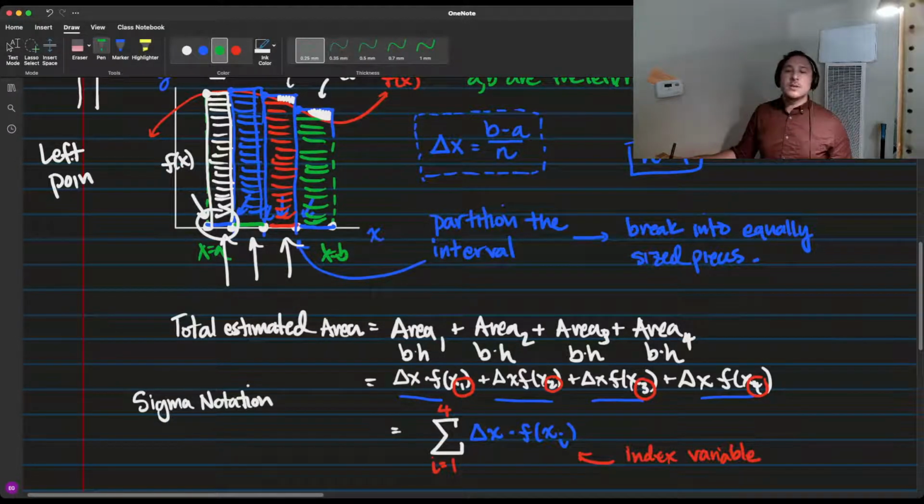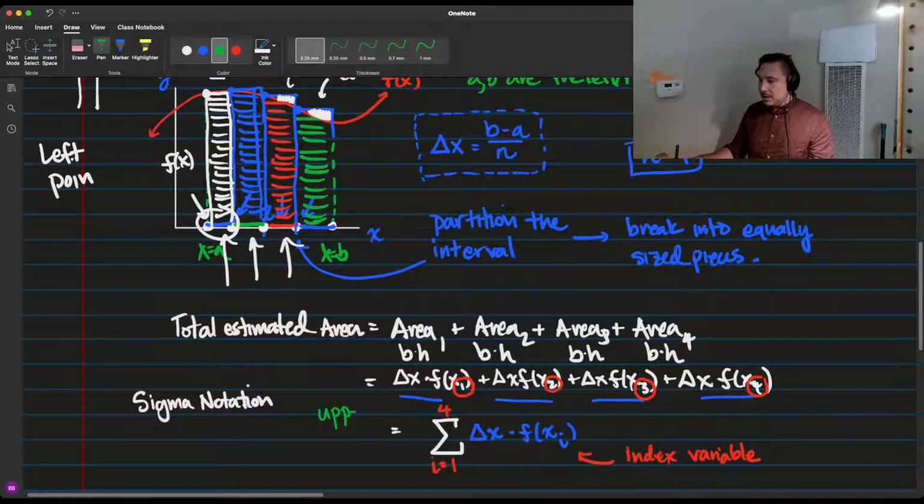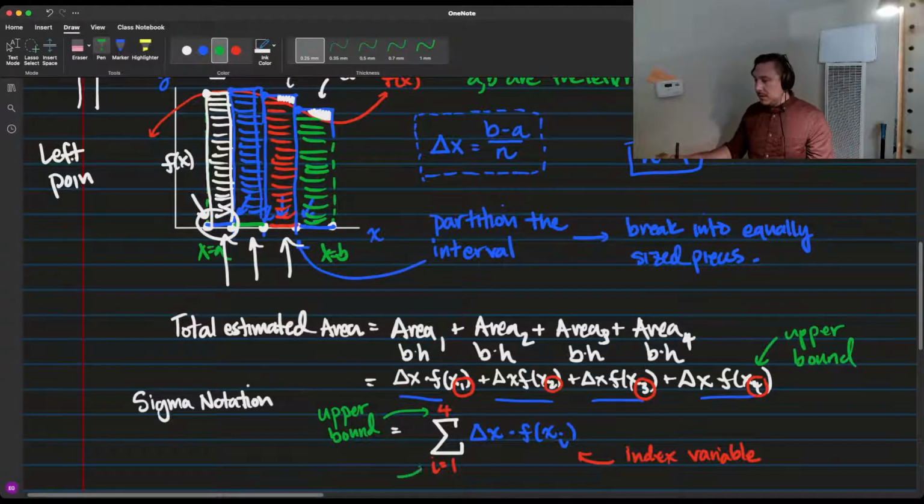These numbers, 1 and 4, they have a special name. We call them the upper bound. It's the last number that you plug into the formula. The upper bound, the last one we had, was x4. And then the other one we call the lower bound, just like how we talked about the bounds on the area. The lower bound was the 1 right there.